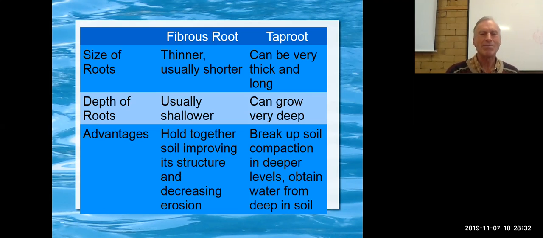Advantages of each. A fibrous root is good at holding together the soil, improving its structure, and thereby decreasing erosion. It's got these many roots that go out into the soil and hold it together so it doesn't wash away, and it helps to improve the soil structure. And taproot, the advantage is that it can go deep into the soil and break up compaction in deeper levels. And since it's down there deep in the soil, it can obtain water from deep in the soil. So that's good when it hasn't rained in a long time to have a taproot that goes really deep.